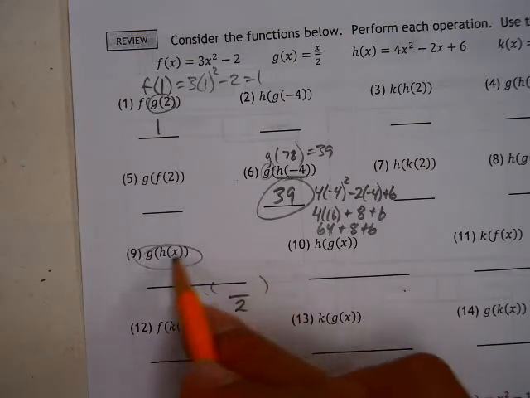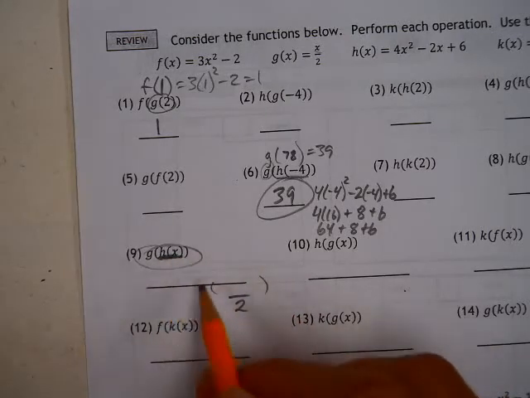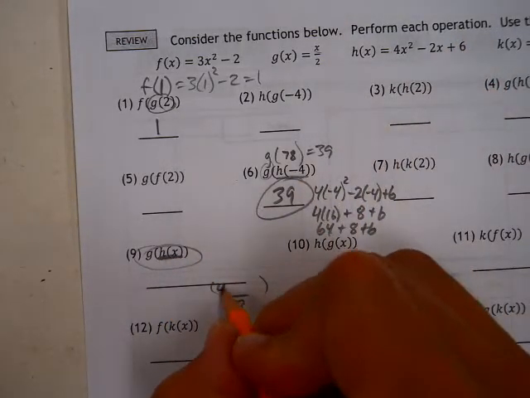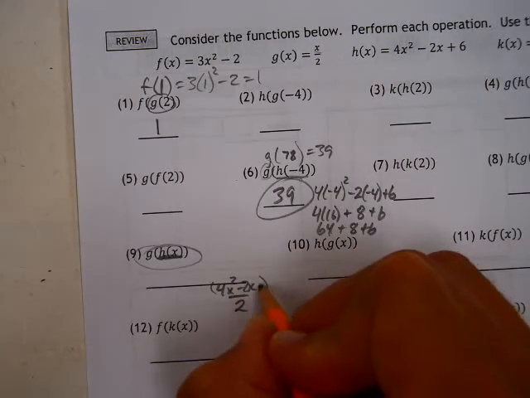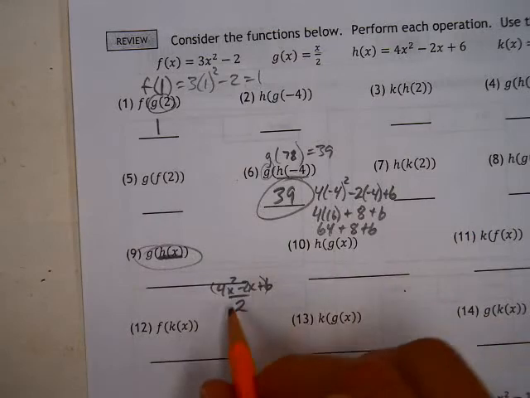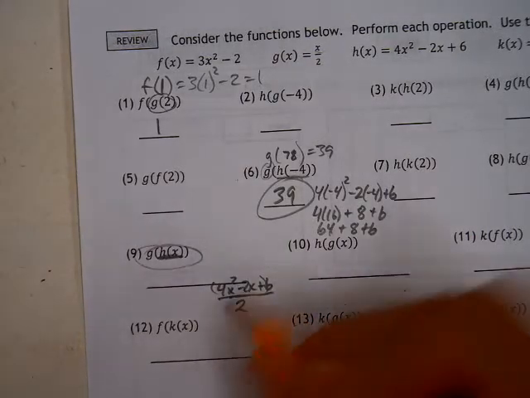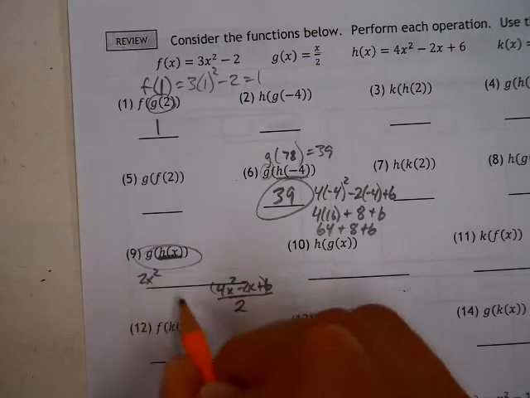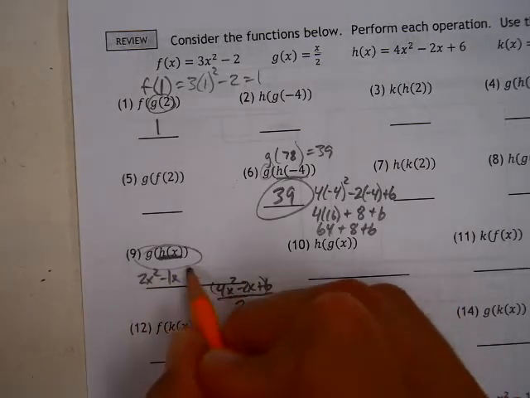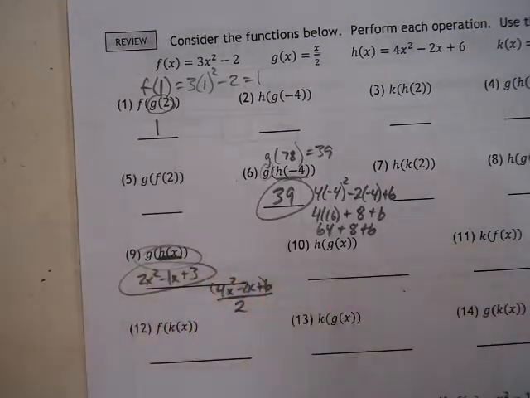And in that parentheses, then go investigate, see what it is you're plugging in. Well, here it's just h of x. So that's a 4x squared minus 2x plus 6. Now, since the whole thing is divided by 2, I'm just reducing everything. I'm dividing each by 2, so I end up with a 2x squared minus 1x plus 3, and that's good enough.